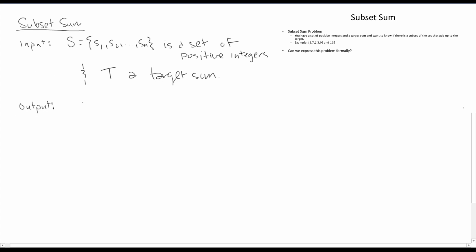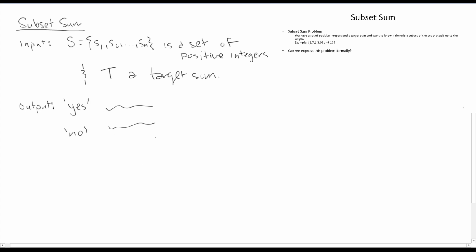So if we want to now consider what our output's going to be here, well, we haven't really said what it is. It says you have a set of positive integers, a target sum, and you want to know if there is a subset that adds up to the target. That doesn't say that we actually want the set. It's just asking us a yes/no. So we could just have a yes/no situation. Yes in this situation, no in this situation.